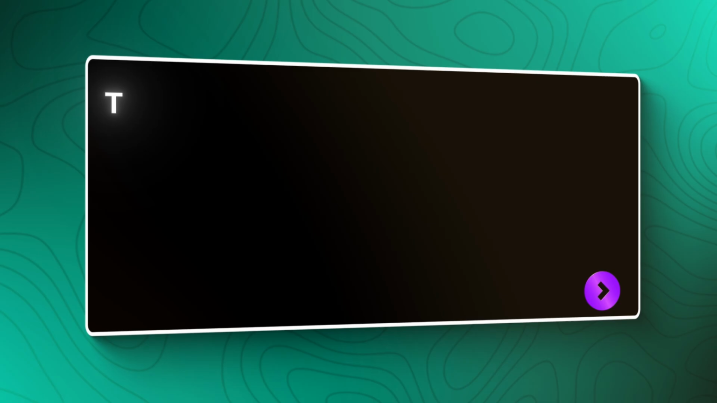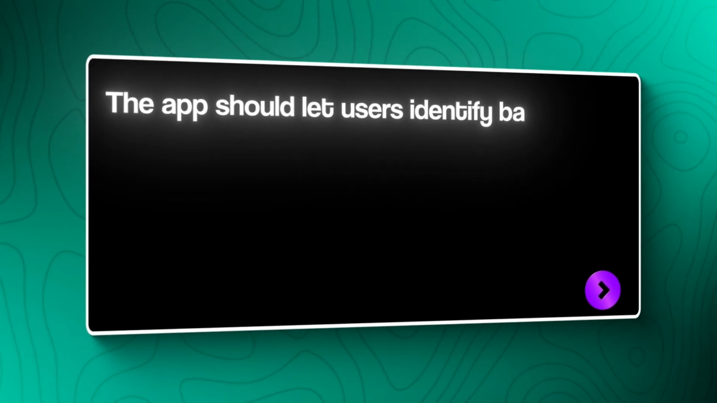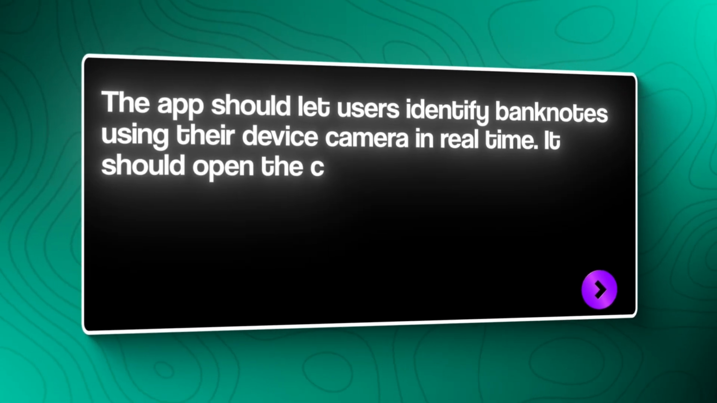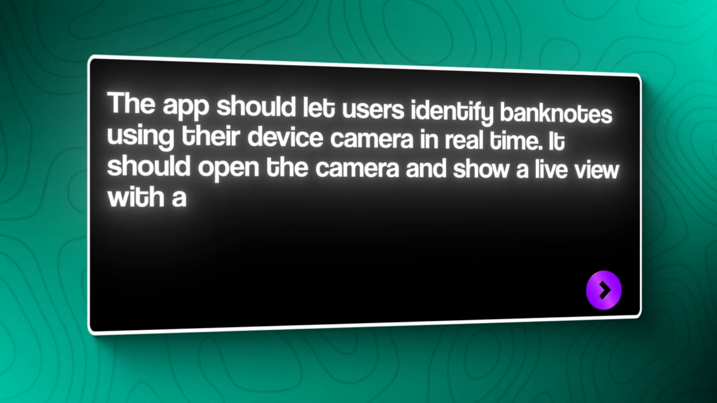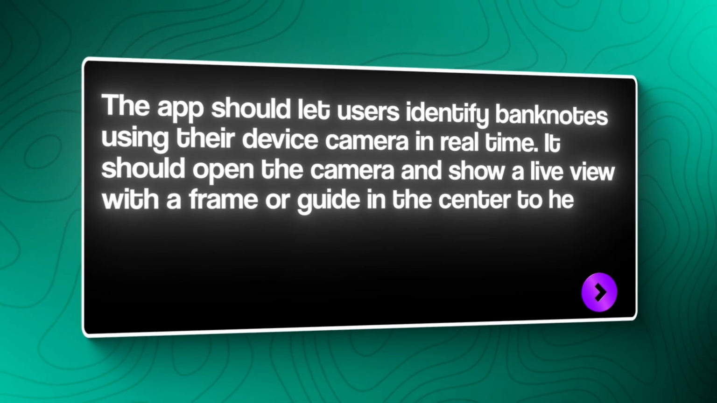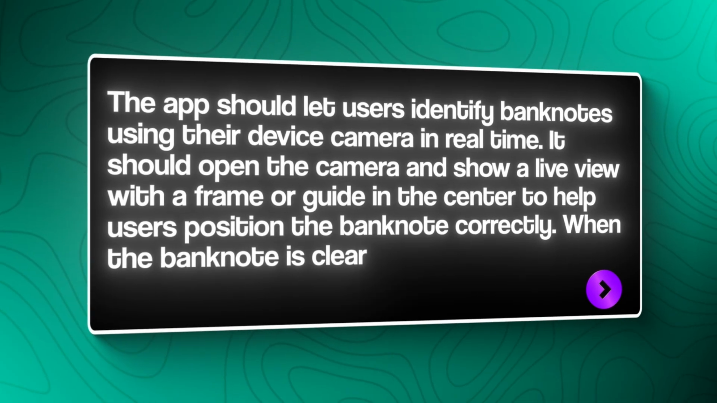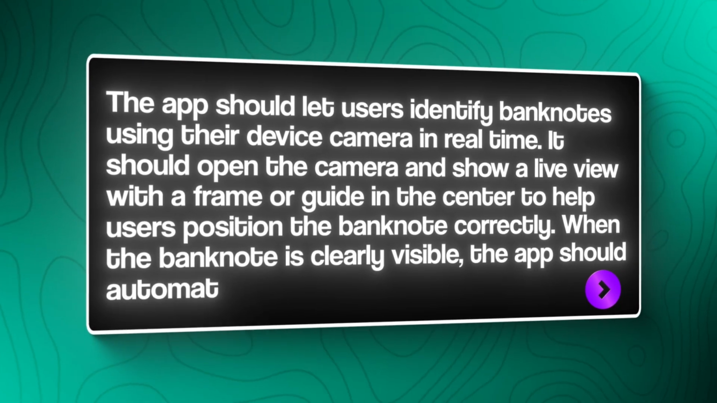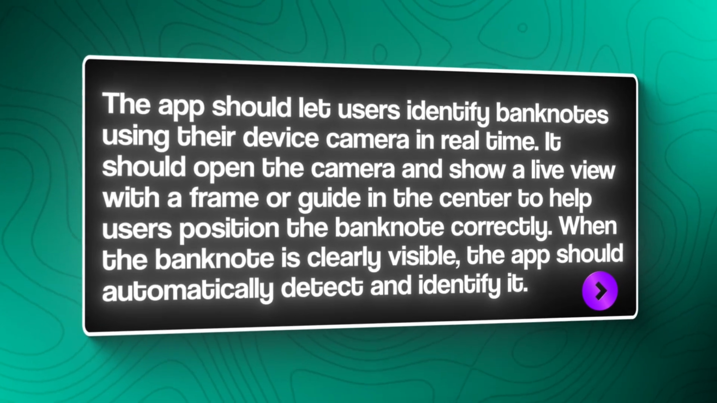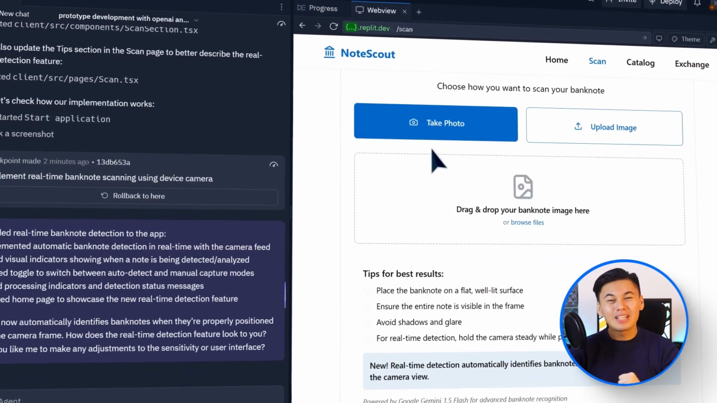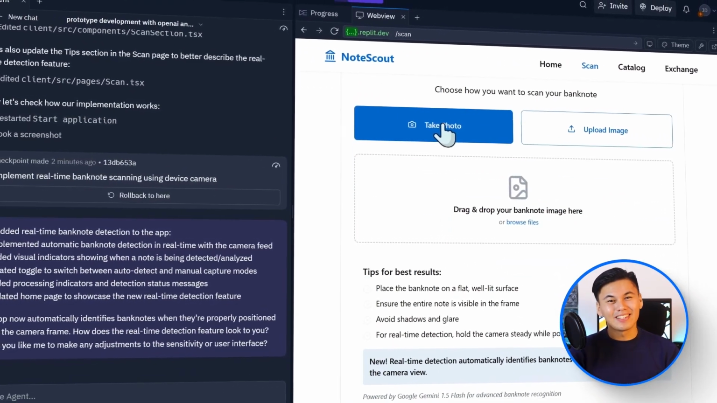This time, we type, the app should let users identify banknotes using their device camera in real time. It should open the camera and show a live view with a frame or guide in the center to help users position the banknote correctly. When the banknote is clearly visible, the app should automatically detect and identify it. Let's test the feature one more time. And once again, no change.